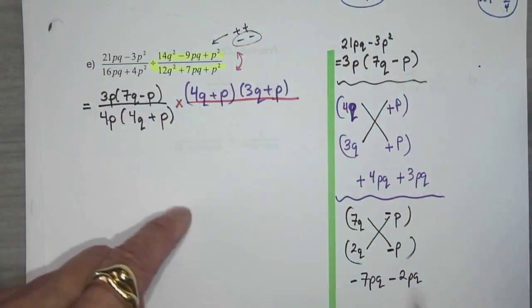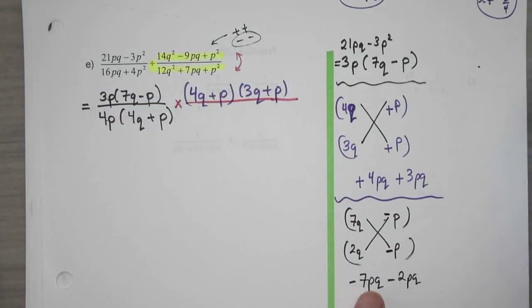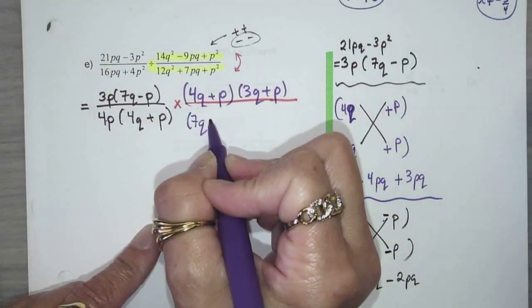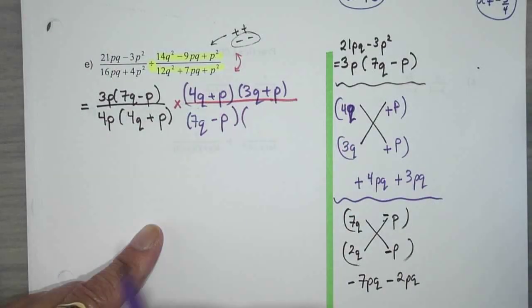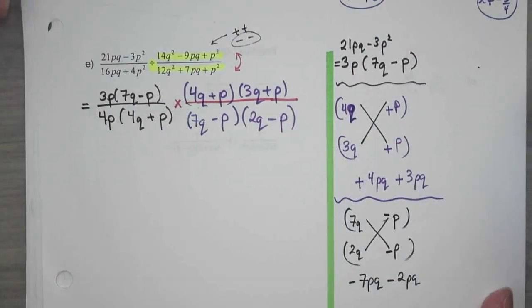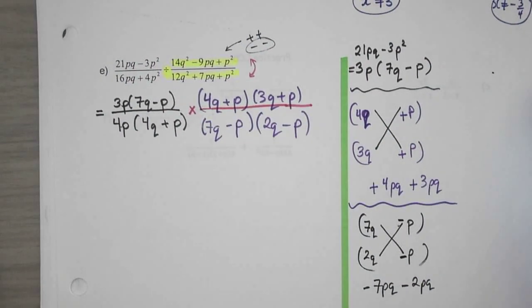Okay, and then I'm going to write that down here. So I'm going to grab this one. So 7Q minus P and 2Q minus P. There we go. So restrictions.